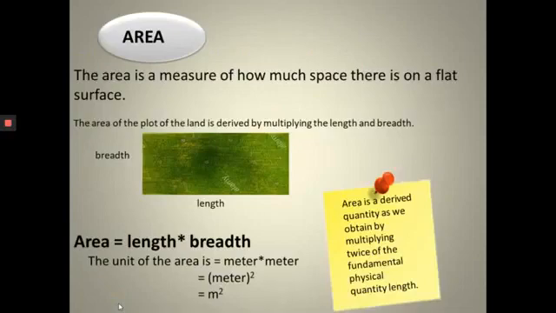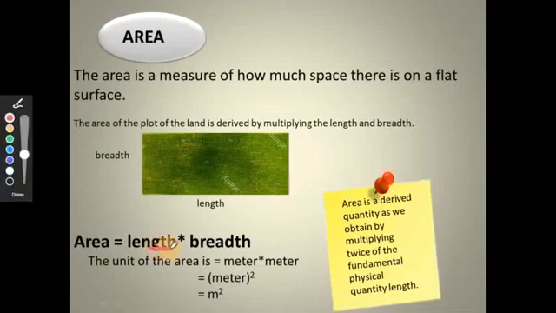Area. The area is a measure of how much space there is on a flat surface. Suppose you want to find the area of a plot of land, then the area of the plot of land is derived by multiplying the length and breadth. Area is equal to length into breadth. The unit of area is meter into meter, which is equal to meter square, m². So the unit of area will be meter square.